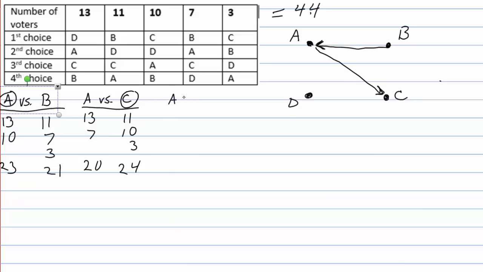And now A versus D. In the first column, those 13 voters prefer D, so D gets 13. In the second column, D again is preferred over A, so D picks up another 11 votes. In the third column, D is preferred over A, so it gets 10 votes. In the fourth column, A is preferred over D, so A gets 7.